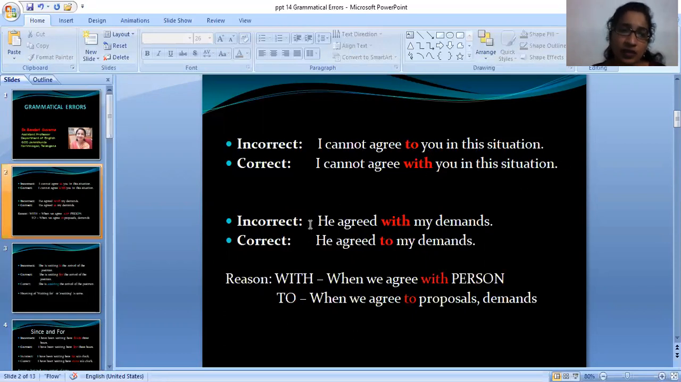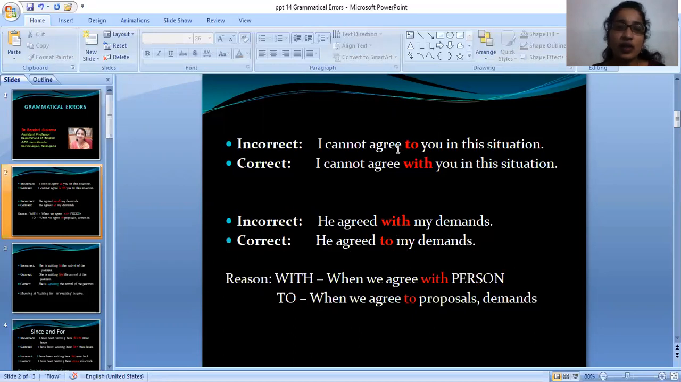But come to the next set of examples here. The first sentence says, he agreed with my demands. So this is the first sentence, but again this is wrong. This is not correct because we cannot use the preposition with here. Then what is the correct preposition to be used here? He agreed to my demands.